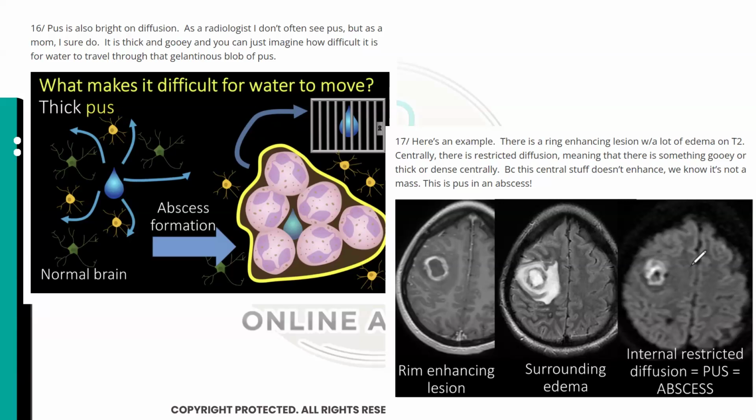From here, we know that it is actually pus that is making it difficult for water to move. Hence, this is restricted diffusion. And if you give contrast, there is going to be ring enhancement along the periphery, but not in the center. Pus will not enhance with contrast, but it will show restricted diffusion on DWI imaging. So this is your typical abscess.